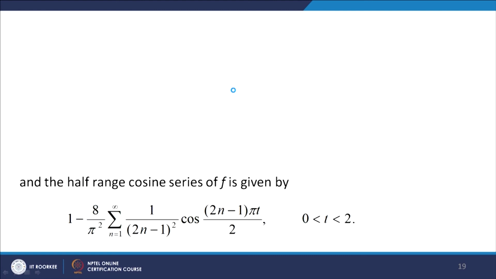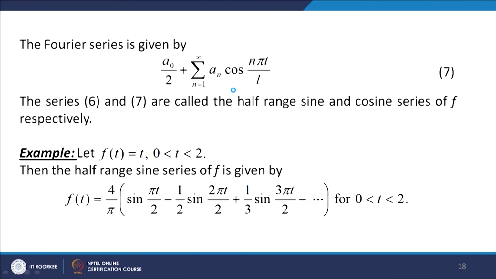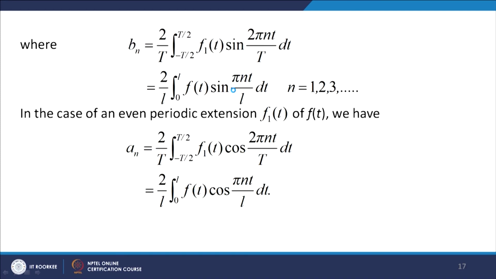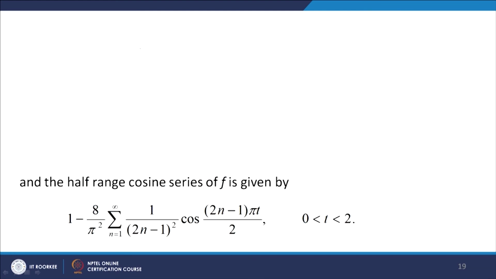And similarly, we can find the half range cosine series of f. To get the half range cosine series of f, we consider an even periodic extension of f, and we apply this formula: a n equal to 2 over L, integral from 0 to L of f(t) cos(n pi t / L) dt. So, let us see how we get this. We can show one of the two. So, a n equal to 2 over L, integral from 0 to L of f(t) cos(n pi t / L) dt.